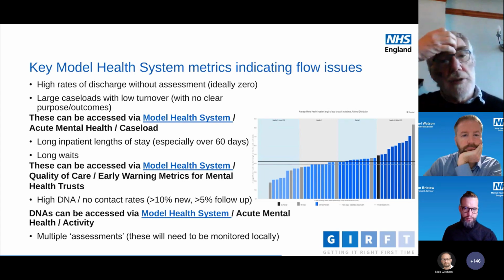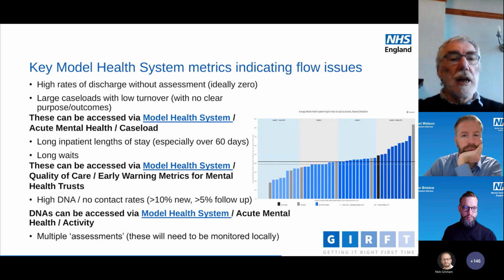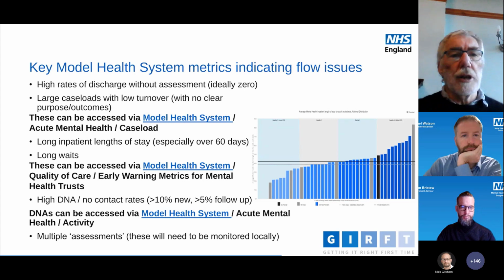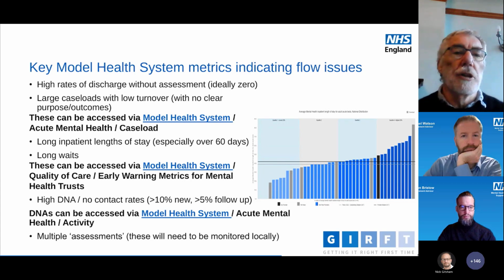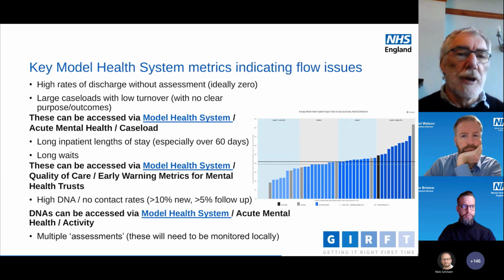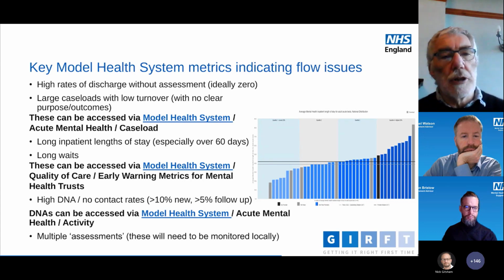Large caseloads with low turnover, particularly where there's no clear purpose or outcomes. If you're not using red to green or anything else, if you don't know why you're still seeing this person after a year, you don't know whether they're better than they were when they came in, you don't know how much input they need to keep well in the future, then you've got a big problem, because you've got everyone bogged down in a slow sludge, which is not helping anyone. It burns people out, and it leads to stress, because then you're trying to get a few people out quickly, and you're sometimes kicking people out before they're ready, or you have long waits.